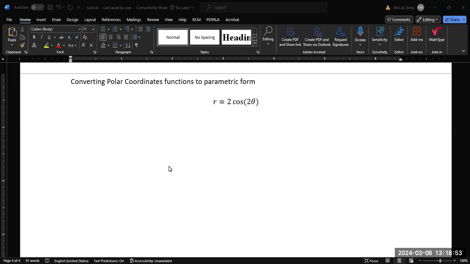Okay, so in this video, we're going to look at how to convert a function in polar coordinates into parametric form. Now, there's two reasons for doing this. First of all, sometimes we may want to actually look at a graph of a polar coordinate function in parametric form. And the second reason is that we're going to use the parametric form in order to create our derivative dy dx.